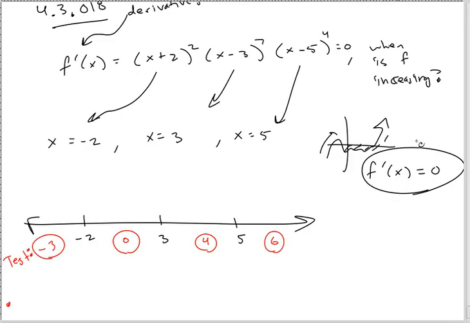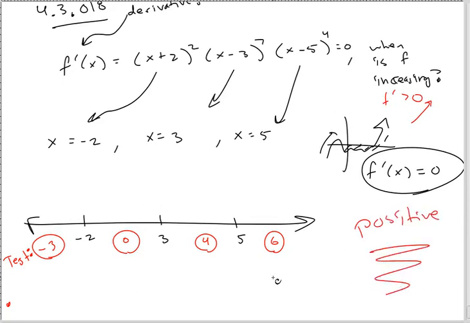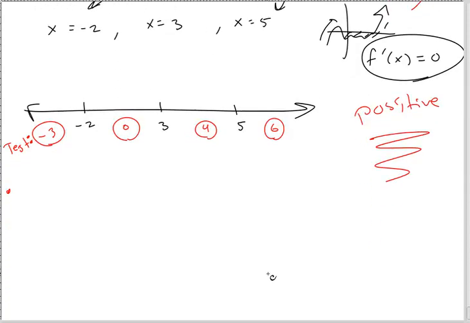Now, here's the thing. Increasing, to be straight with you, is when my slope is greater than 0, right? That's when I'm going up. So I want to know, when is my derivative greater than 0? Well, we found them when they're equal to 0. Now I'm going to say when they're greater than 0. I want them to be positive answers. And if I get a positive, we're good to go. So I'm going to plug these into the derivative.